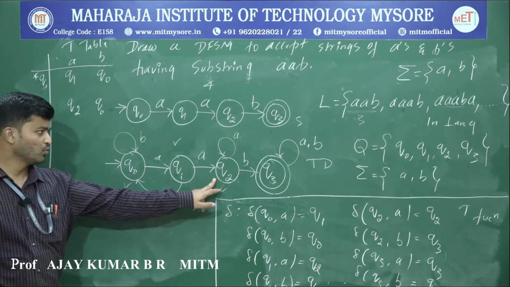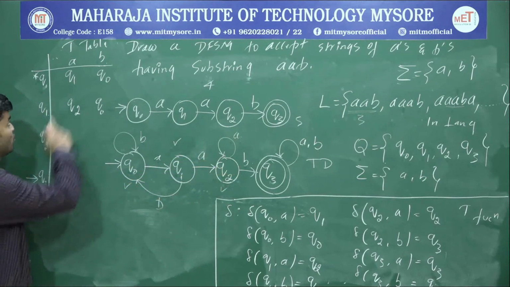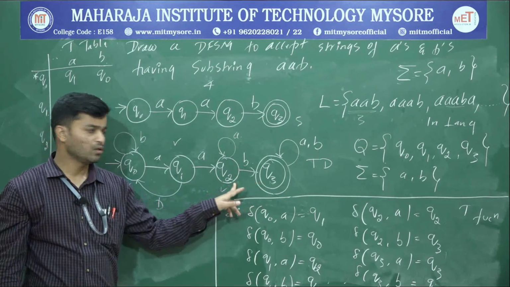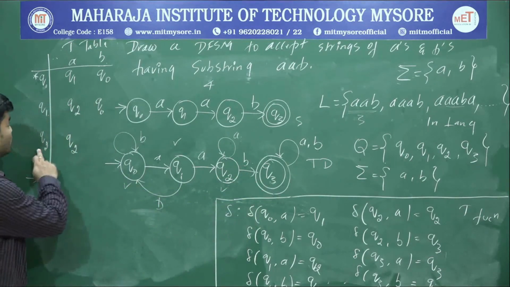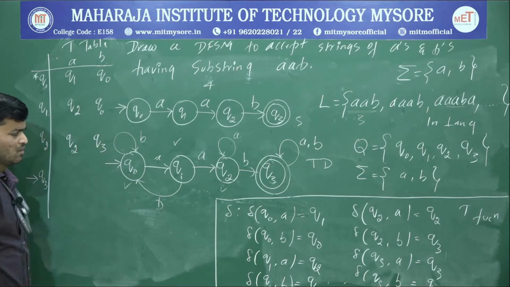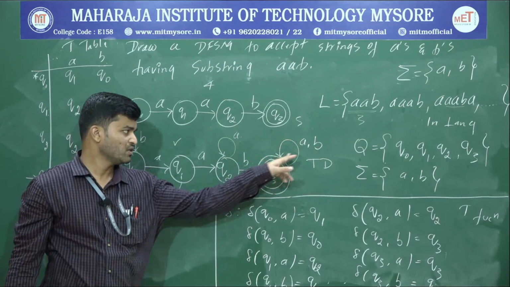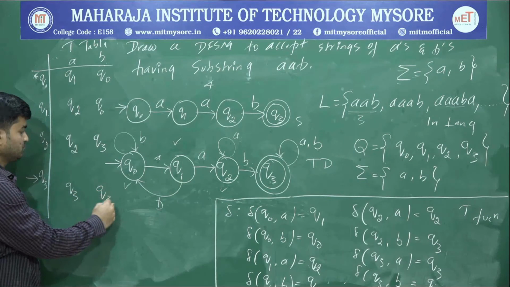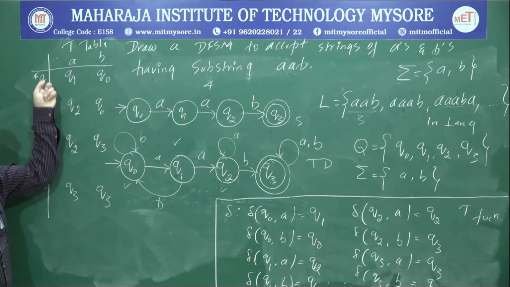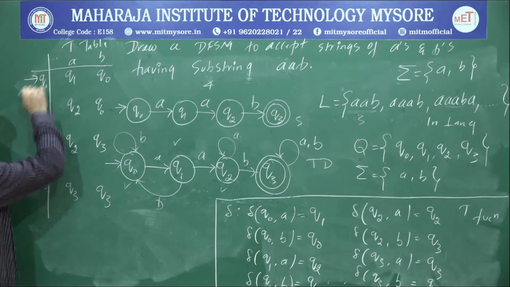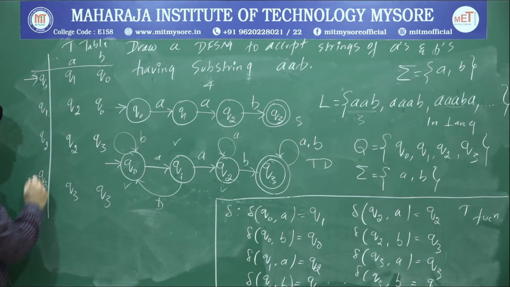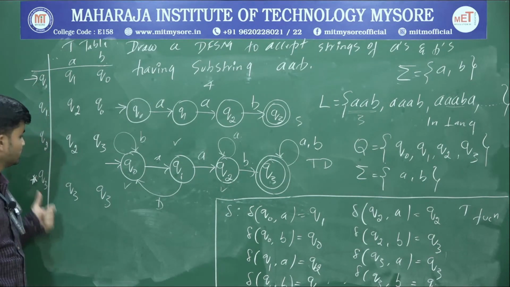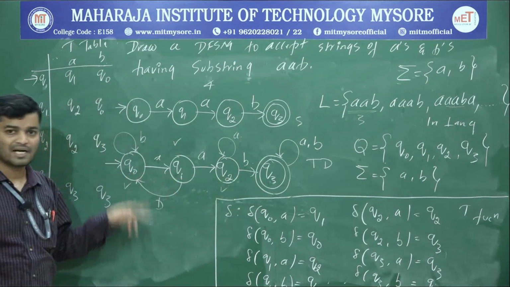Okay. Next go with Q2. Q2 upon A is Q2. Q2 upon B is Q3. Finally Q3. Q3 upon A as well as B is again Q3. So indicate the start state with an arrow and the final state with a star. So this is the final state, this is the start state.